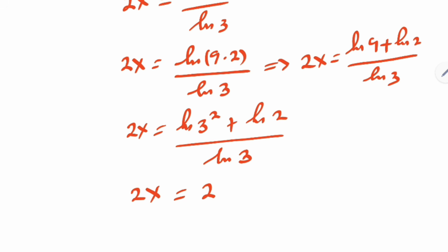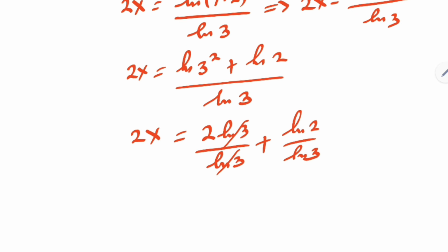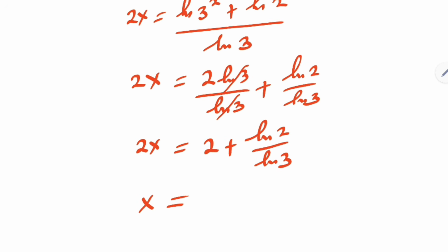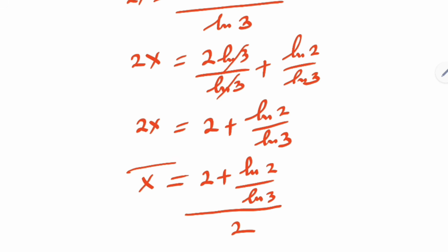2x is equal to 2 ln of 3 over ln of 3 plus ln of 2 over ln of 3. This cancels this. 2x is equal to 2 plus ln of 2 over ln of 3. Then x is equal to 2 plus ln of 2 over ln of 3, all over 2. This is the final answer in natural logarithm form.